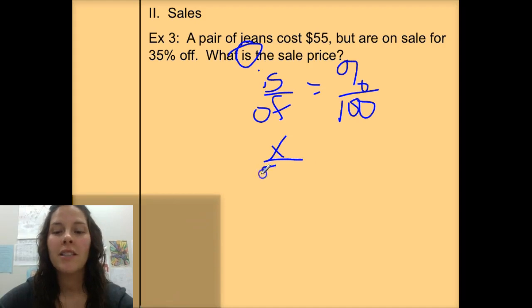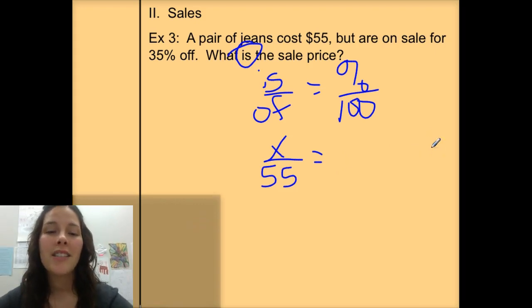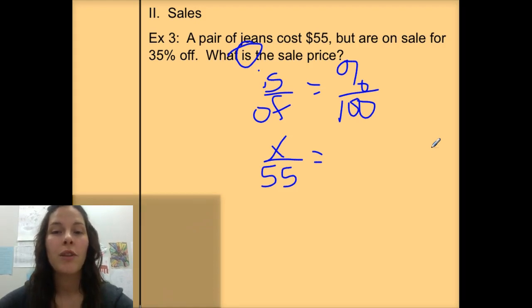The regular price is $55. Now this one's a little bit tricky because they're on sale for 35% off. When that's the statement, that means that's the percent that you don't pay. And the question is, what are you paying? What is the sale price? So we need to figure out the percentage that we are paying. The way we do that is we subtract from 100.